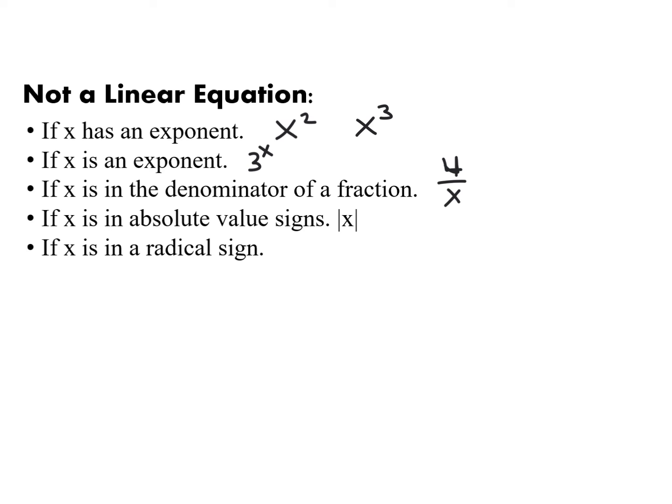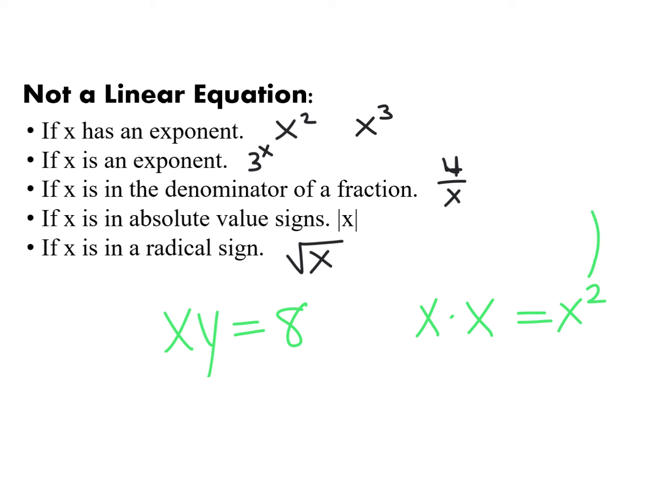If x is in absolute value signs, and there you go, I have an example there. Or if x is in a radical sign like this. Those are all going to ruin a linear equation. There is no longer a linear equation. Now there's one more that I don't have here that I thought of later. And that's when you have another variable multiplying times x, whether it's times itself or times y. For example, if you have xy equals 8, I can't have the x and y multiplying times each other. Or if I have x times x, which of course would then equal x squared, which then takes us back up to this rule.